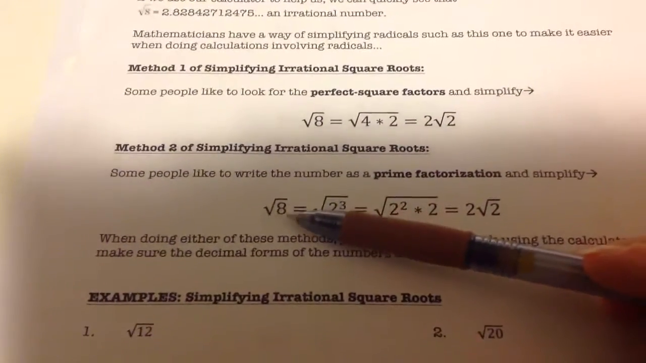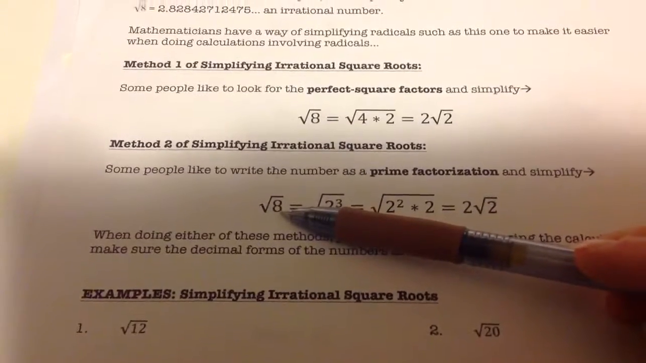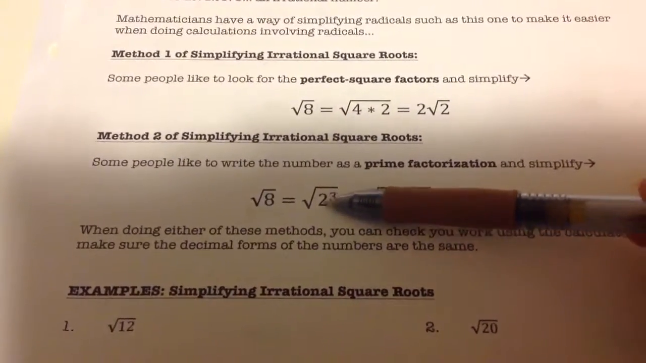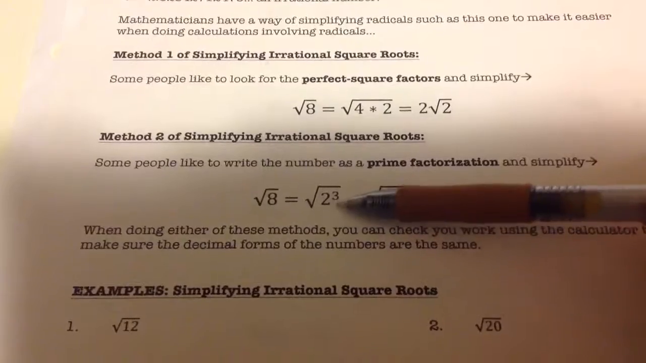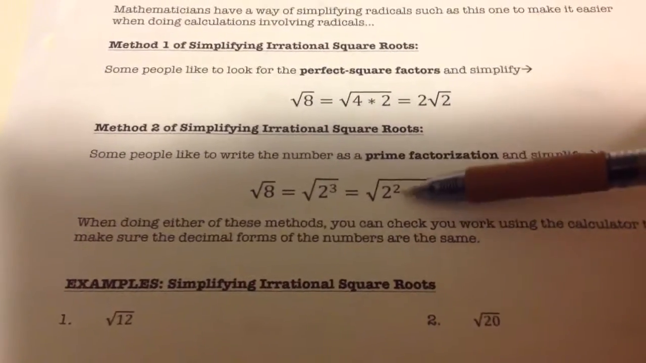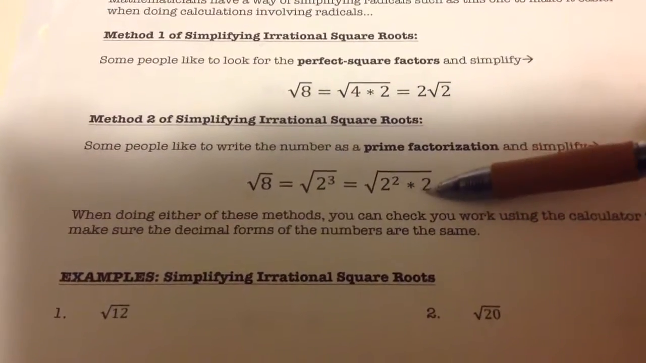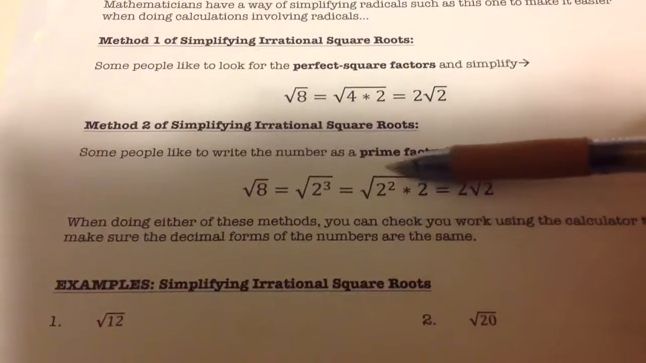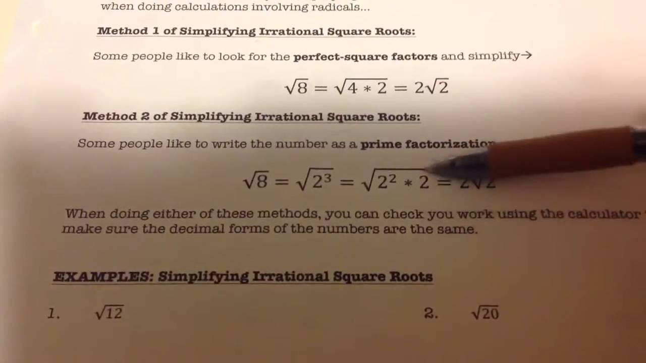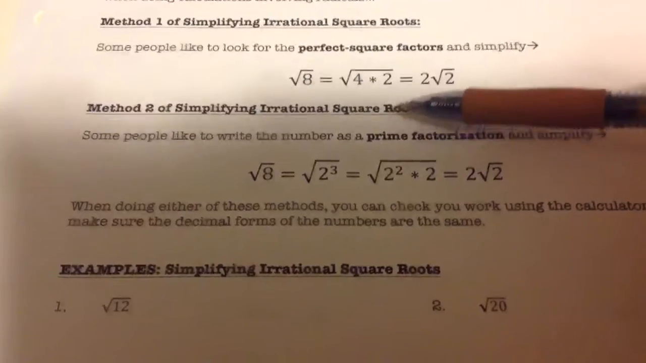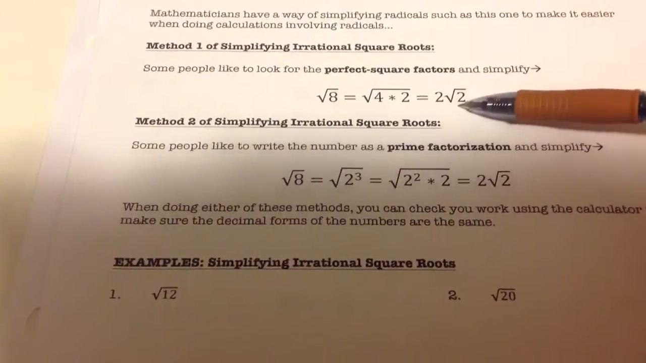The other way to think about it is to factor the number all the way down. So 8 is the same thing as 2 times 2 times 2. So three 2's, which is the same thing as 2 squared times a 2. And then the square root of 2 squared is just 2. And then you'd leave the square root of 2 there. Like I said, I'm going to work with the other way because I like it a little bit better.